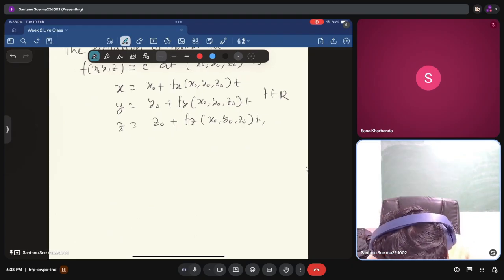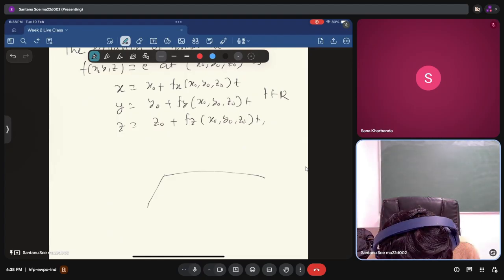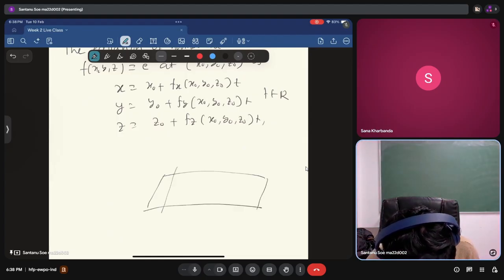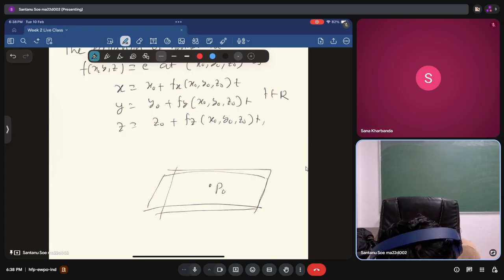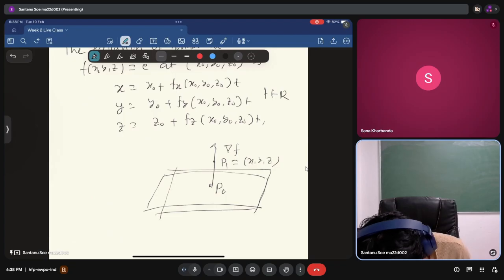So this was our level surface, and this was the tangent plane, and this was the point P0. So now this is the line, gradient of f. If you take a point here, let us call it P or P1, which is (x, y, z), then we can see that P0P1 is lying in the same direction as gradient of f. So P0P1 will be nothing but t times gradient of f.